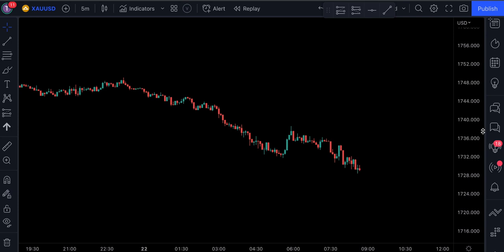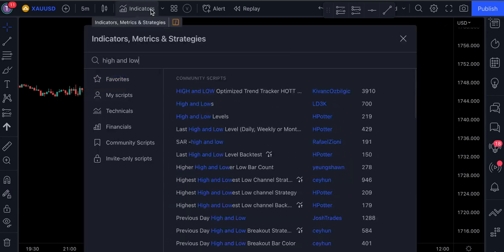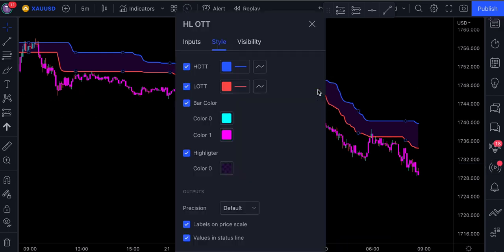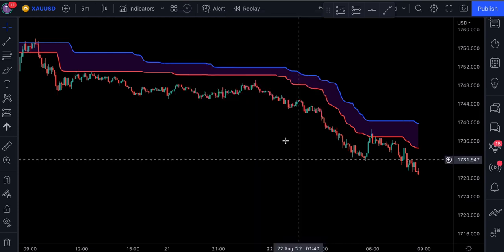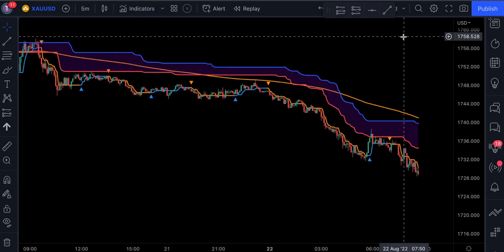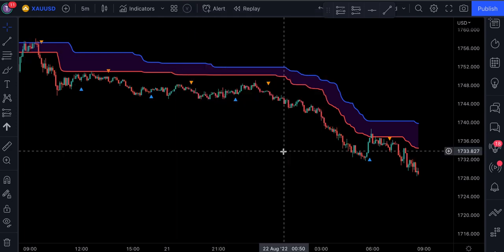Okay, now let's go over to our indicators and type in high and low. And now let's select this indicator named High and Low Optimized Trend Tracker by Keyvance Olds-Bilgic. This indicator looks very similar to the Ichimoku cloud, so let's access its settings, and in the style section let's disable the bar colors. And for our second indicator we're going to add Extreme Trend. Let's also change its settings. Okay, the strategy is ready, now let's understand the whole concept behind it.